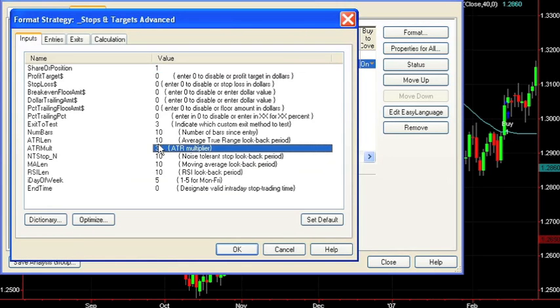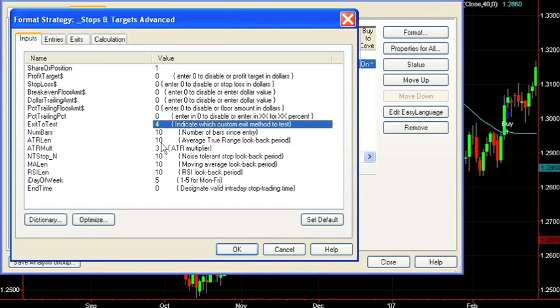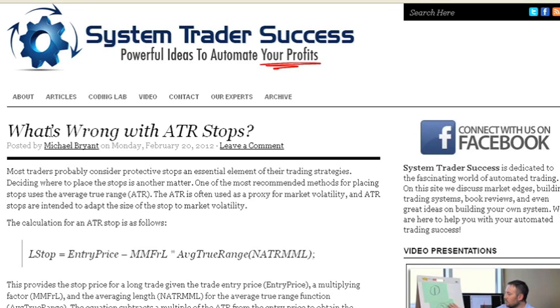Next, changing this to a 4 activates a very similar type of ATR trailing stop. However, what we're actually going to do is take the square root of the ATR value. If you go to our website, you'll notice there's an article titled "What's Wrong with ATR Stops." This explains that a lot of times a regular ATR calculation becomes extremely volatile when market conditions change, and it proposed using a square root version of the ATR calculation to help compress the range. So that's what this is, and if you want to go read more about this, I highly recommend reading this article.